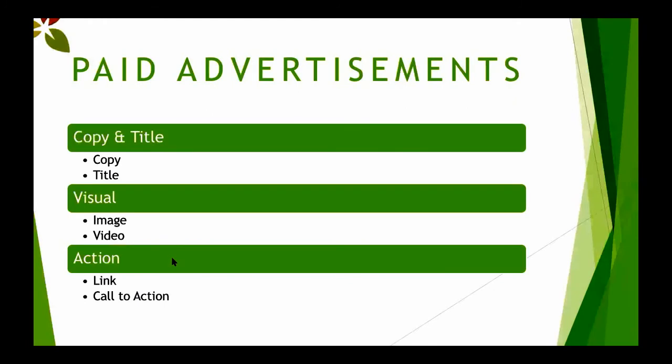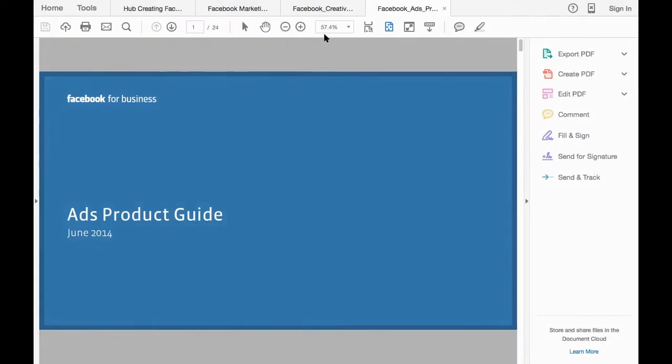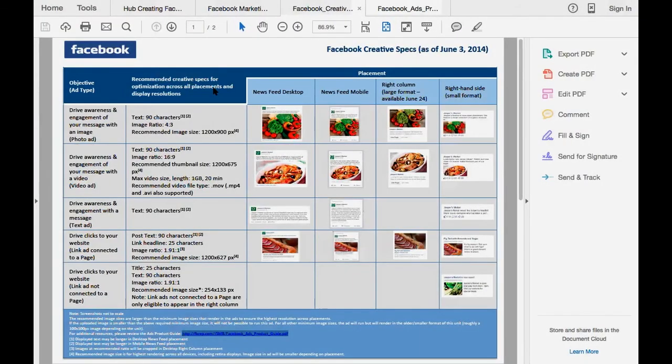When we go into our live demonstration, you'll see this very clearly. Facebook will actually guide us through this step by step: copy and title, visual, and action. And with this visual, one of the resources that we'll touch on is the Facebook Creative Specs. This is as of 2014, and it's still up to date now. It will give you specifically the type of ad that you're looking for and then the creative specifications that they recommend. And by recommend, follow what they recommend because they're Facebook. If they're recommending you use 90 characters, use 90 characters.